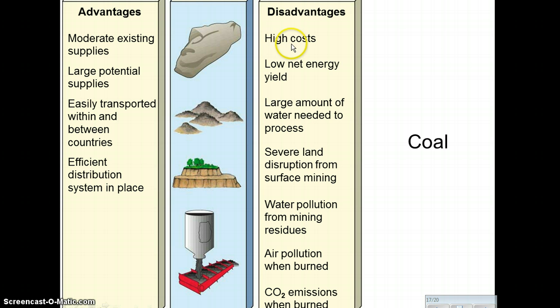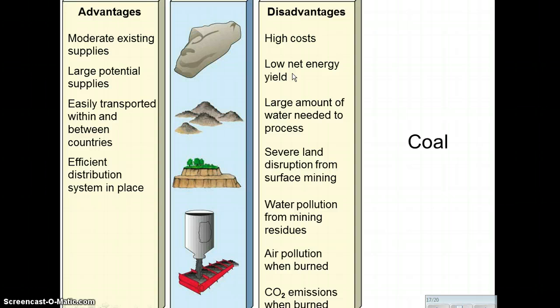Disadvantages: it's a high cost to actually mine it, even though it's sold for rather cheap. Some of that has to do with government subsidies. Overall, all things considered, given that it's a fossil fuel, it doesn't have a really high energy yield compared to some other things. It also takes a lot of water to process.